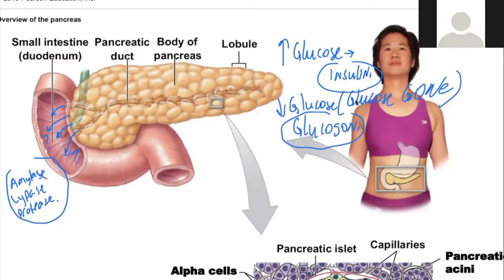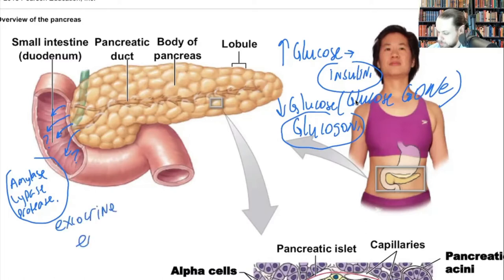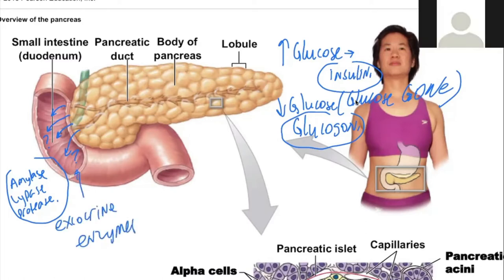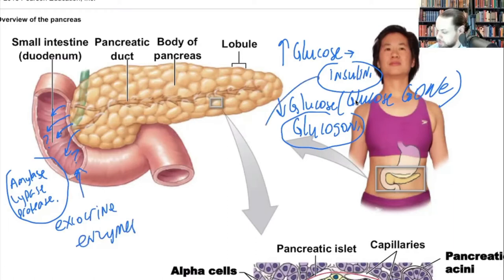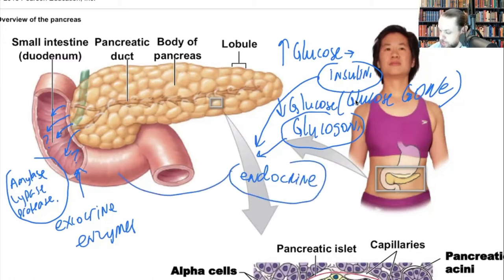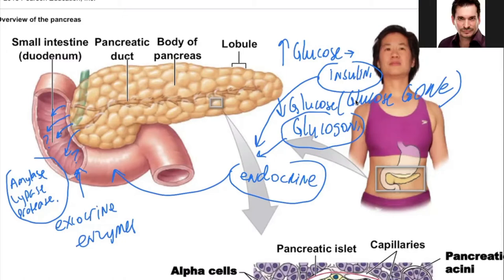So let me rephrase the question. When your pancreas makes these digestive enzymes, or exocrine enzymes, it goes into your small intestine. But when your body makes insulin and glucagon, which are your endocrine hormones, where does it go? Does it go the same way it goes into your small intestine? I don't think it would go there, but I don't know where it goes.